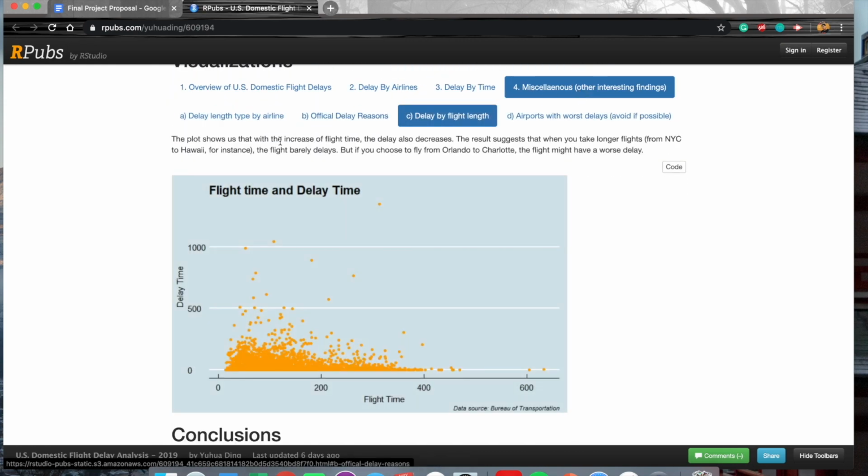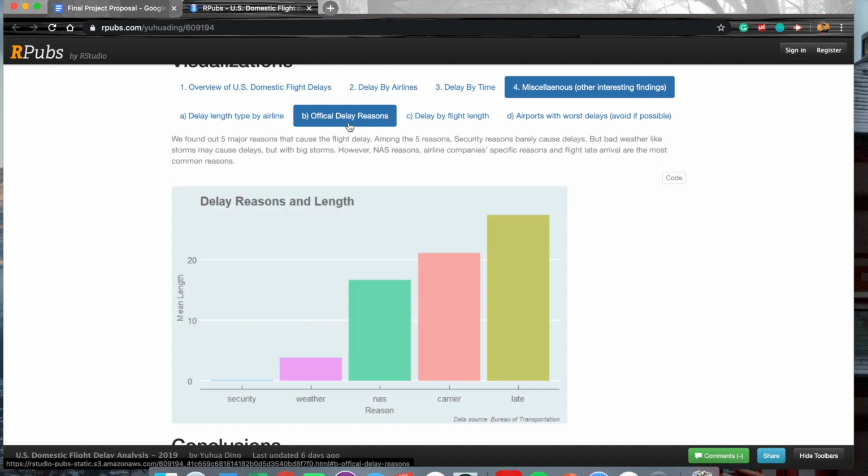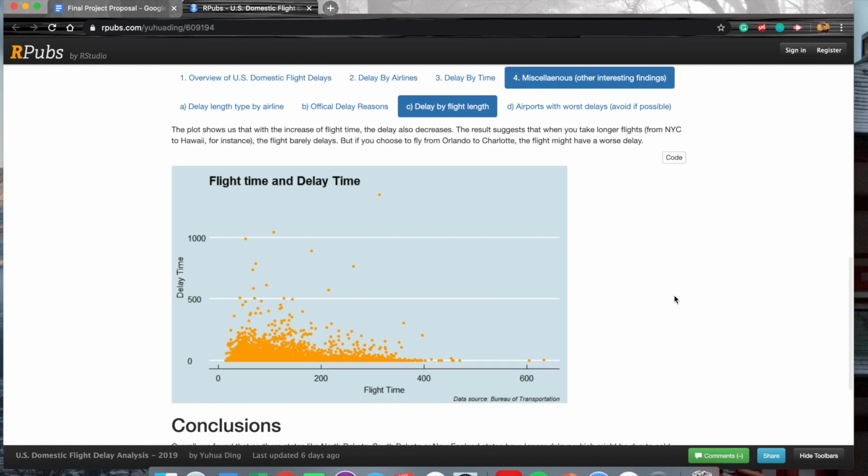We also have some miscellaneous facts. For example, delay by flight length. The plot shows us that with the increase of flight time, the delay decreases. The result suggests that when you are taking longer flights, for instance from New York City to Hawaii, the flight barely delays. But if you choose to fly from Orlando to Charlotte, the flight might have a much worse delay.